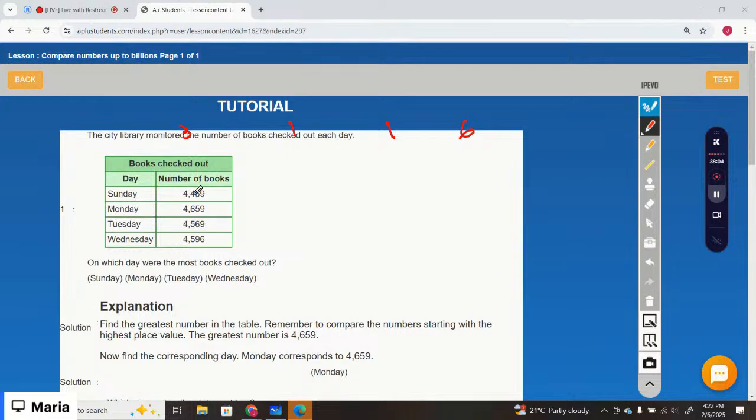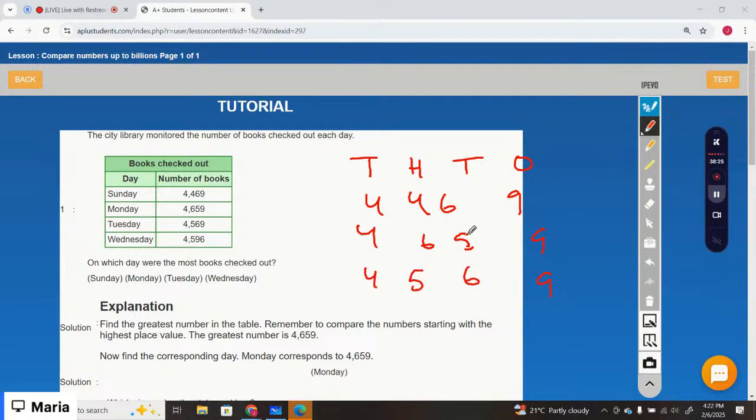They just compare all their thousands digits. Thousands, hundreds, tens and ones. 4469, 4659, 4569, and 4596. They all have the same thousands digit, right?